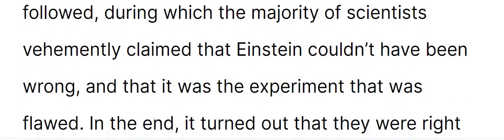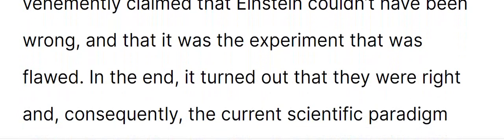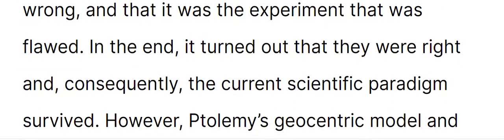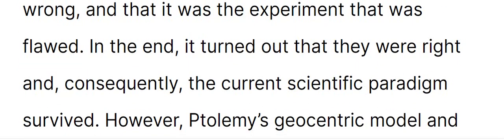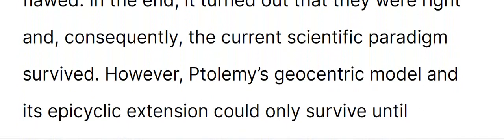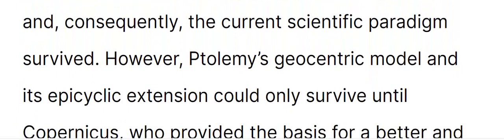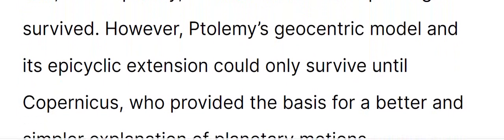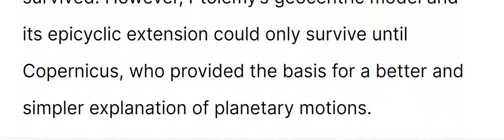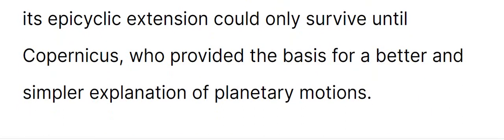A brief scientific crisis followed, during which the majority of scientists vehemently claimed that Einstein couldn't have been wrong, and that it was the experiment that was flawed. In the end, it turned out that they were right, and consequently, the current scientific paradigm survived. However, Ptolemy's geocentric model and its epicyclic extension could only survive until Copernicus, who provided the basis for a better and simpler explanation of planetary motions.